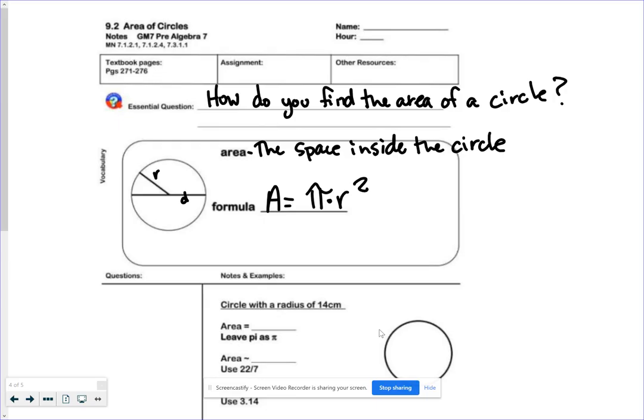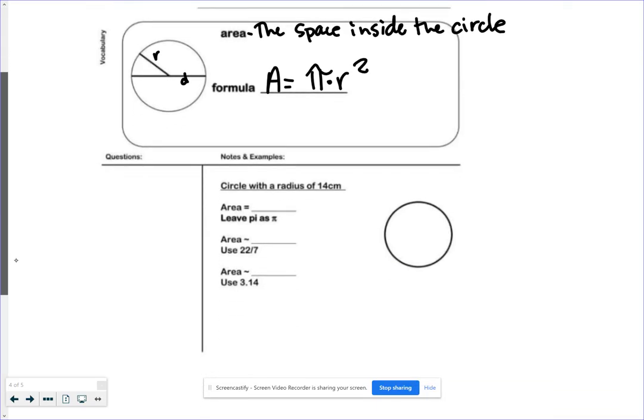Our essential question is, how do you find the area of a circle? What's the area? The area is the space inside of the circle, the space it takes up to fill up the circle. The formula we use is A equals pi r squared. Should we write all that down?